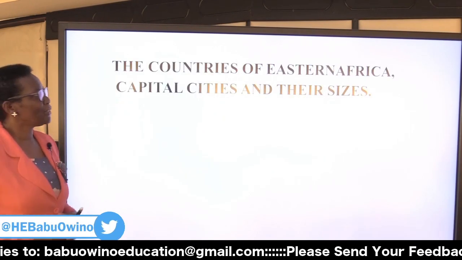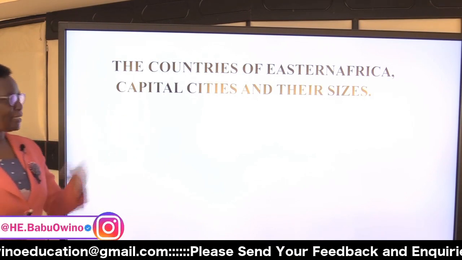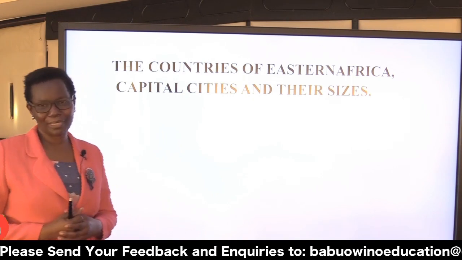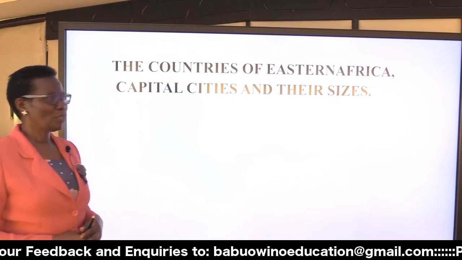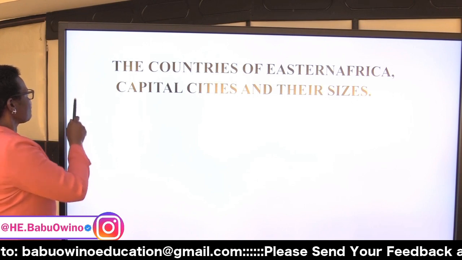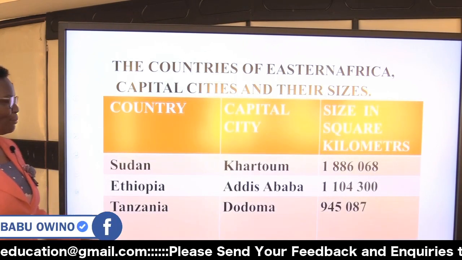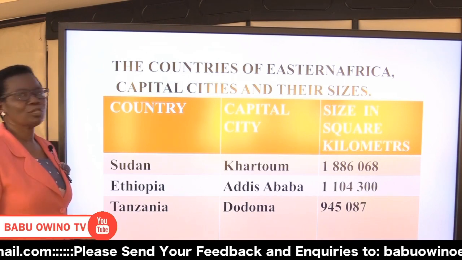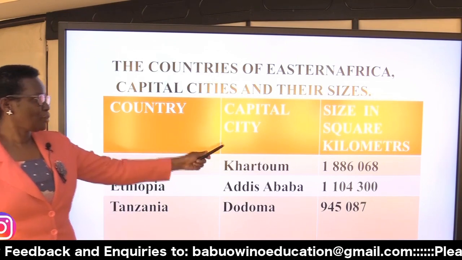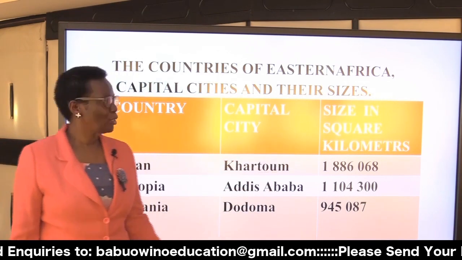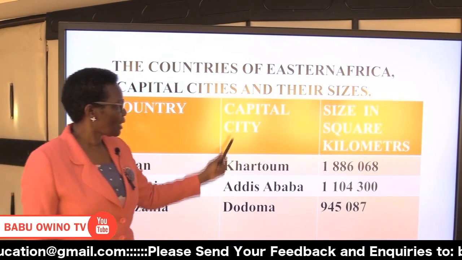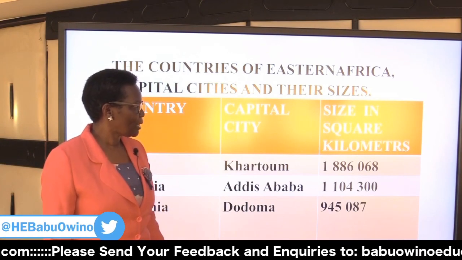Now let's look at the countries of Eastern Africa and their capital cities and their sizes. So the countries of Eastern Africa have capital cities and they also have their sizes. So we are going to look at them. I have a table. So this table now is going to guide us. On the table we have the country, then we have the capital city and size in square kilometers.